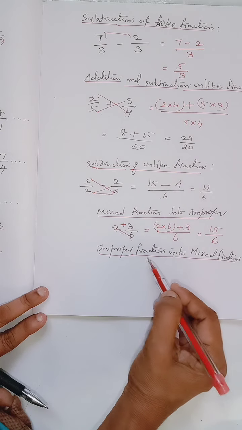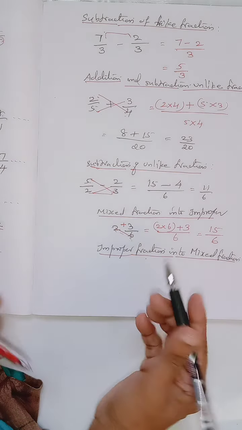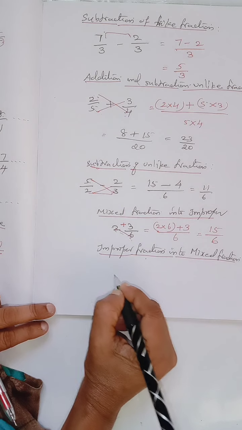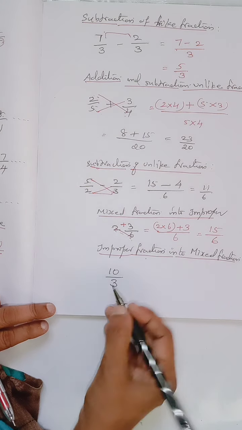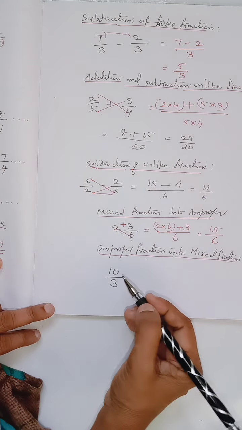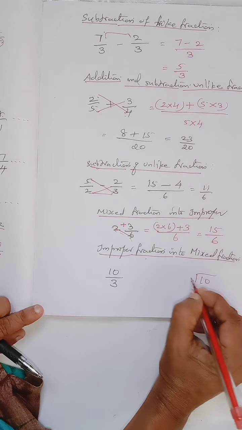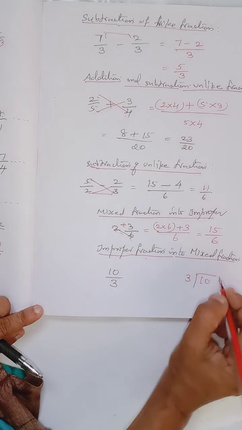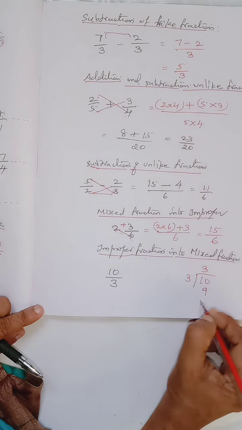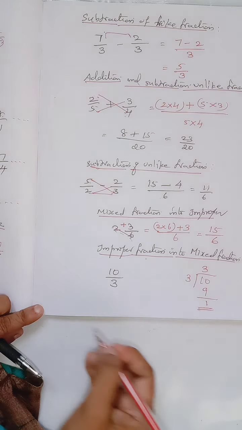How to change the improper fraction into mixed fraction. For example, I am taking the number 10 by 3. This is an improper fraction. How could I change it into a mixed fraction? Just divide 10 by 3. Third table, 3 into 3 is 9. The remainder I will be getting is 1.